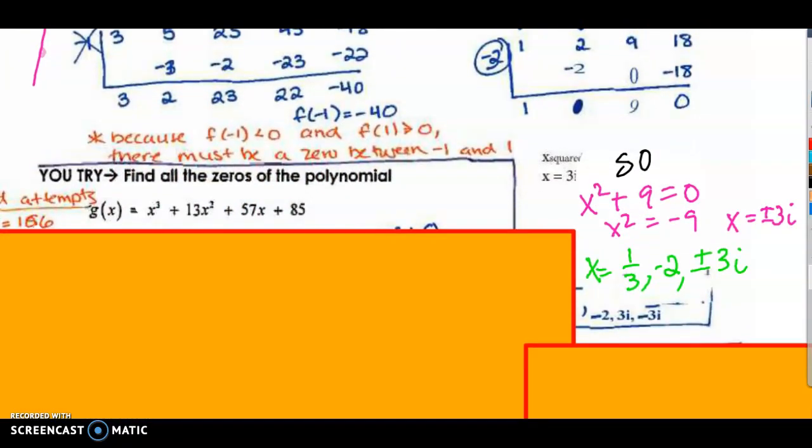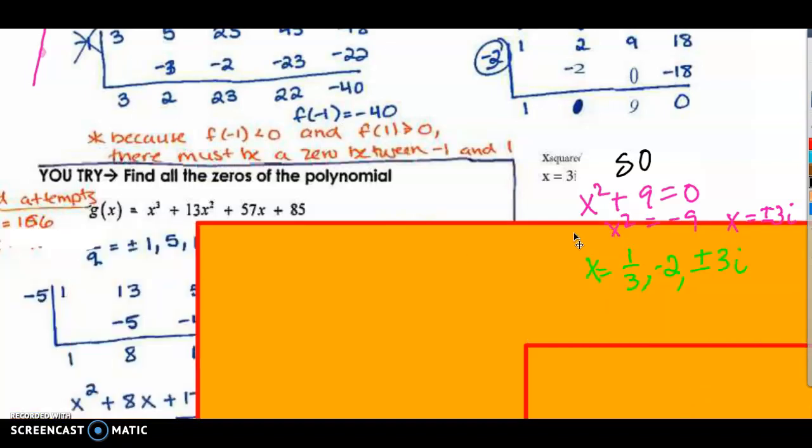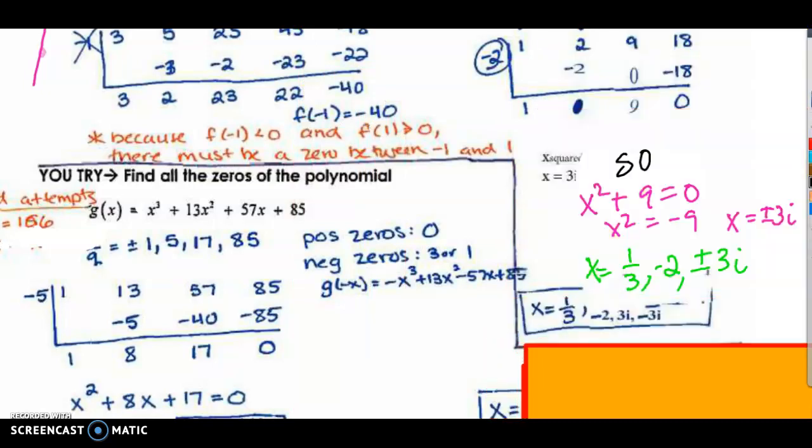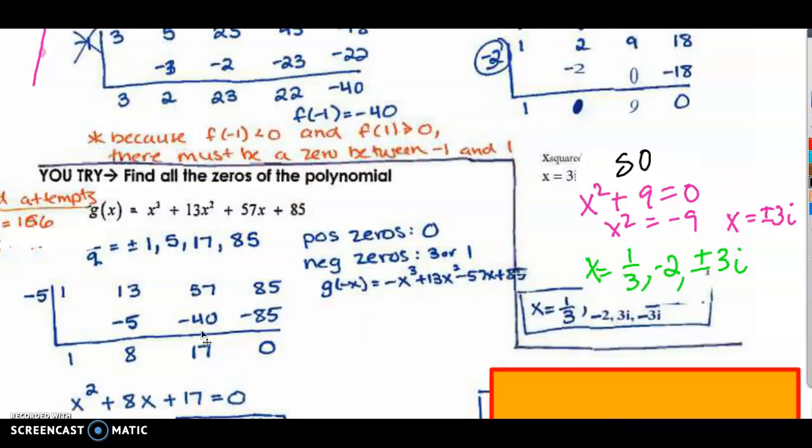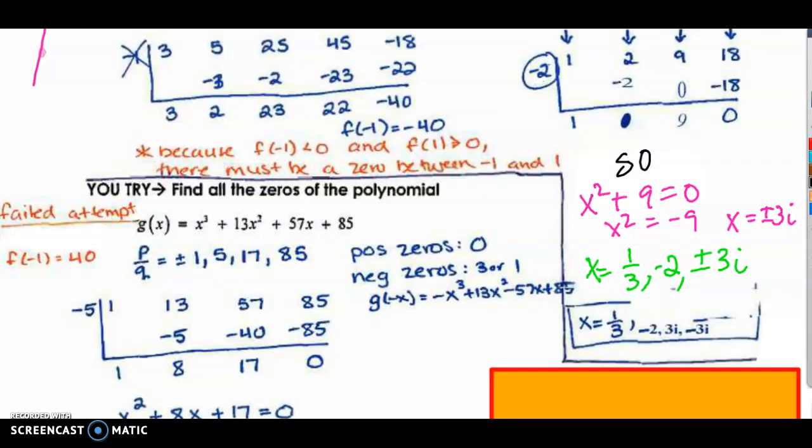All right, in the U-try, so go ahead and press pause, try the U-try. What happens, let me throw this in the trash, there we go, is, okay, so I like this problem, this is interesting. So we go ahead and rewrite all of our factors of 85 over the leading coefficient of x cubed, which is 1. So it's just going to be all the factors of 85. So it's going to be plus or minus 1, 5, 17, and 85.